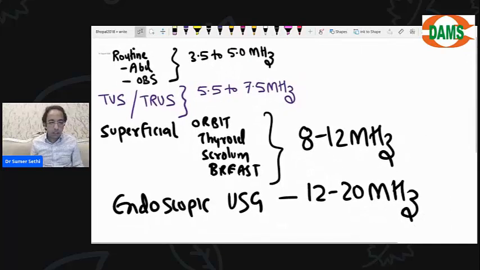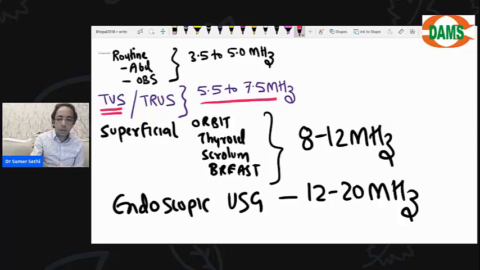Please explain all this to me, based on the physics that we have learned. As we are taking the ultrasound machine closer to the organ, we are able to use higher frequency. Are you clear? In TVS, because we are close to the uterus, our frequency is higher. So that's why we get better resolution. Everybody understands?